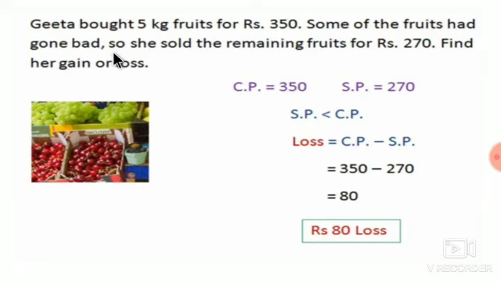Geeta bought 5 kilograms of fruit for 350 rupees. Some of the fruits had gone bad, so she sold the remaining fruits for 270 rupees. Find her gain or loss. Here the cost price is 350 and the selling price is 270. So 350 is greater than 270, means the selling price is smaller than the cost price. So it is a loss. Use the formula of the loss, put the values, and you will get the answer: 80 rupees loss here.